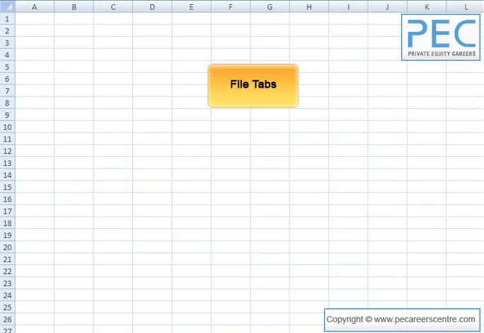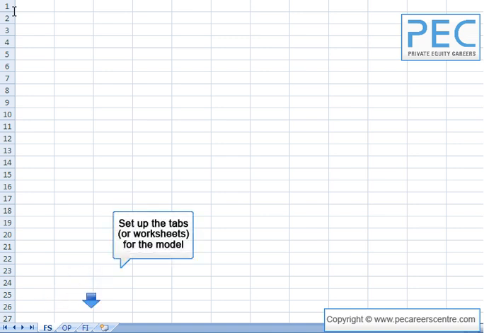File tabs. Set up the tabs or worksheets for the model. You can always add more tabs if necessary throughout the process.